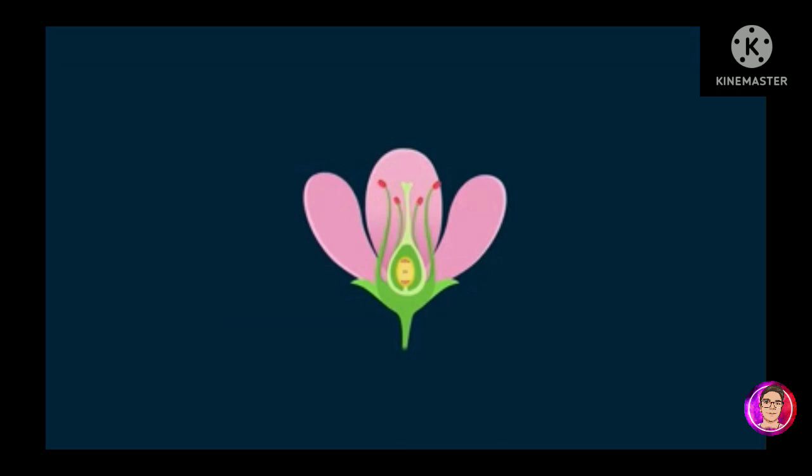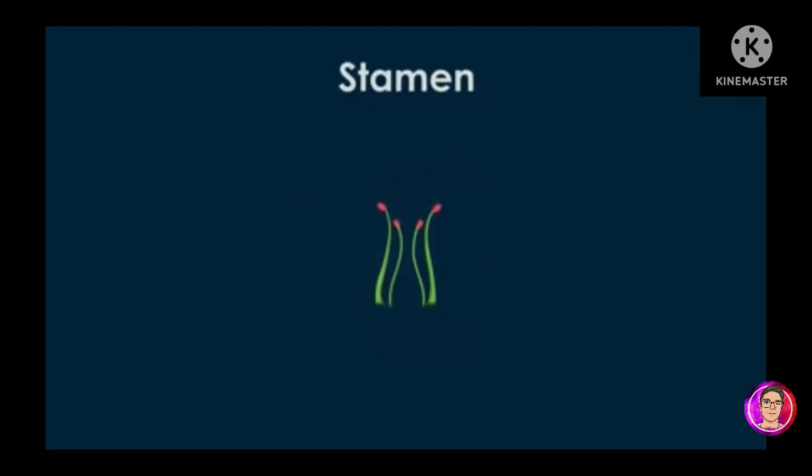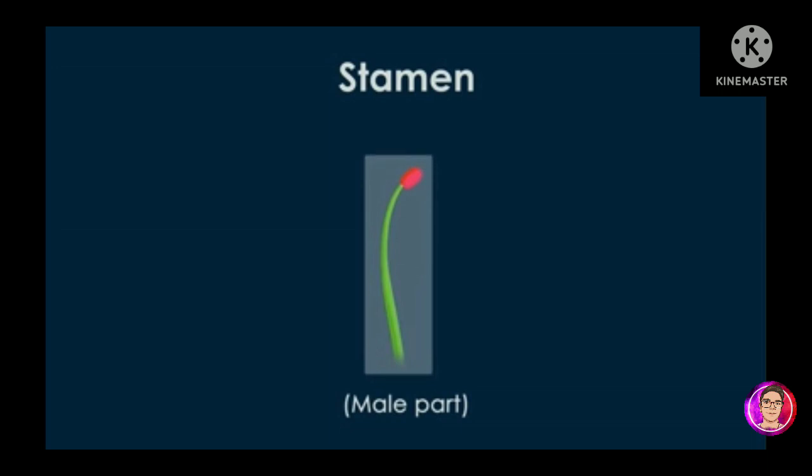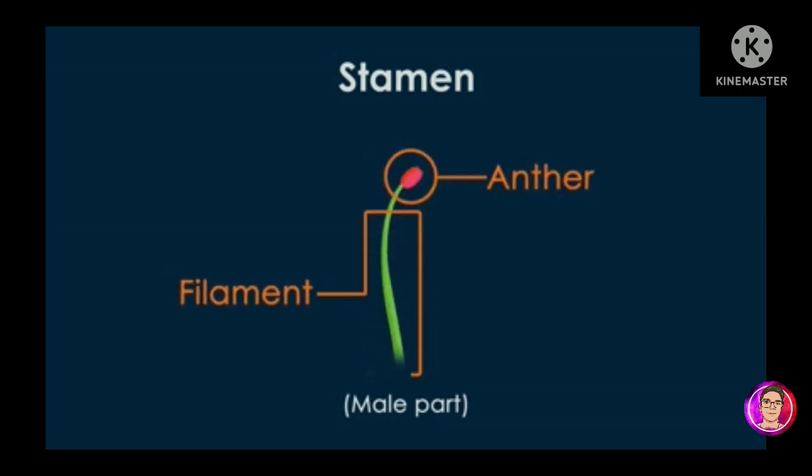To begin with, we have stamen, which is the male part. What does the stamen look like? If we zoom in on the structure, it looks like this. Stamen has two distinct parts, the anther and the filament. Do you think that these structures have specific functions to perform? Yes, as a matter of fact, they do.